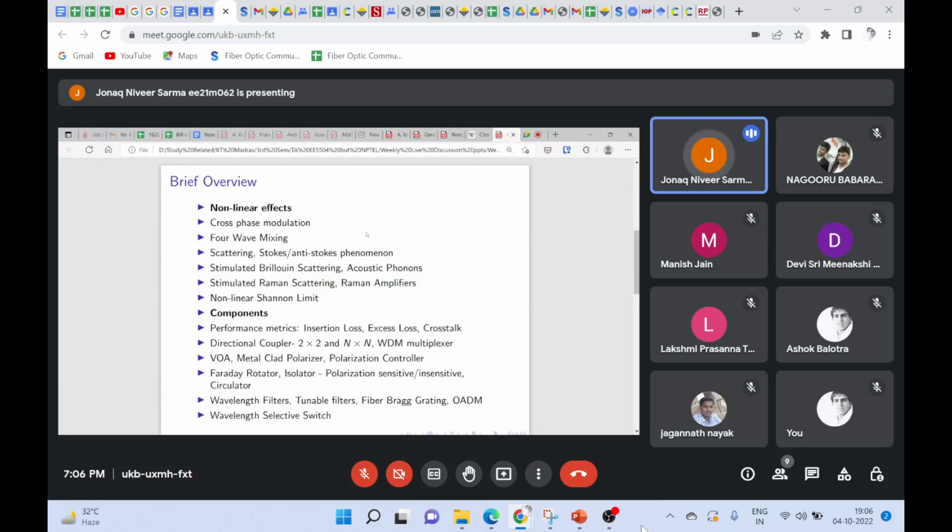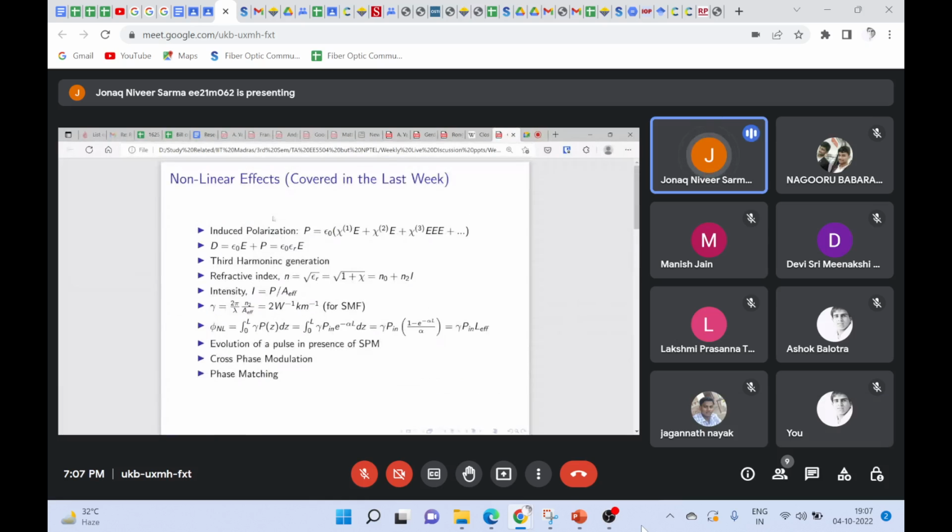So last week we started discussing this nonlinear effects, which basically manifests itself in the D term in Maxwell's equations. And this polarization term is affected by higher powers of the electric field. Last week we discussed the effects of self-phase modulation, and this week we started with cross-phase modulation. And in this week's weekly quiz, I think this L effective formula was being used again and again.